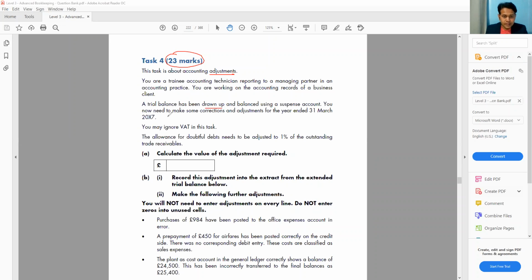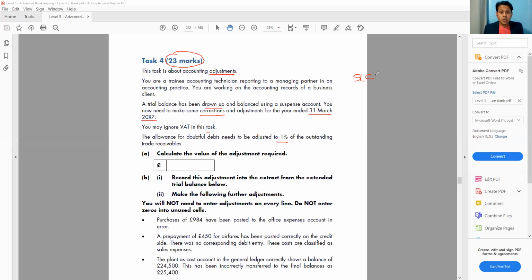You now need to make some corrections. So we need to make some corrections and adjustments for the year end 31st March 2007. You may ignore the VAT for this task. The allowance for doubtful debts needs to be adjusted to 1% of the outstanding trade receivables. Outstanding trade receivables means sales ledger control.